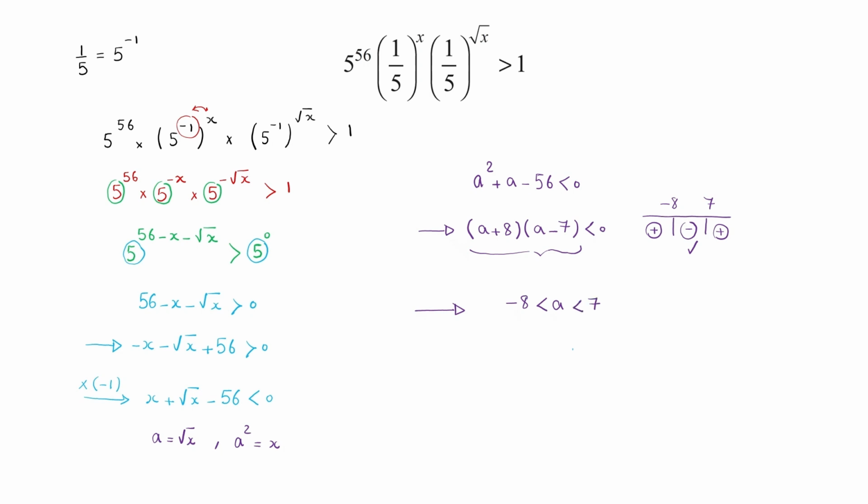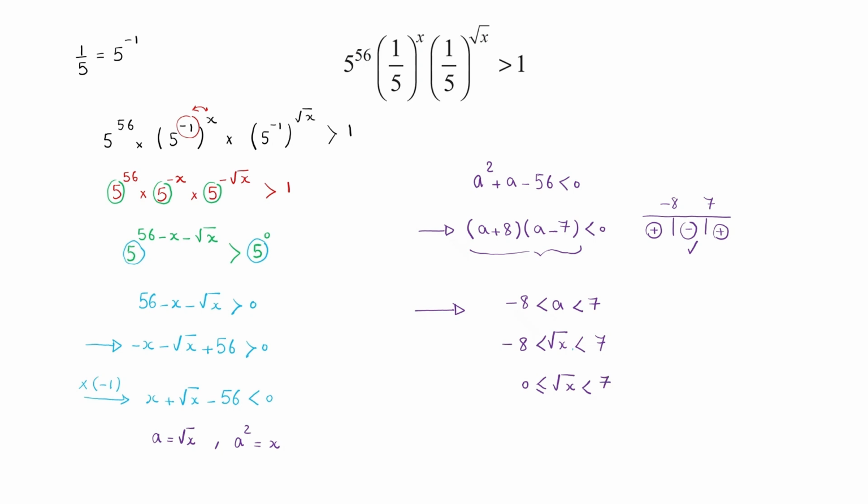As we mentioned before, a is a square root of x, which is between minus 8 and 7. But you have to remember that a square root of x is not a negative number. So the minimum value for a square root of x is 0. So I can change that minus 8 to 0. So a square root of x is greater than or equal to 0 but less than 7.